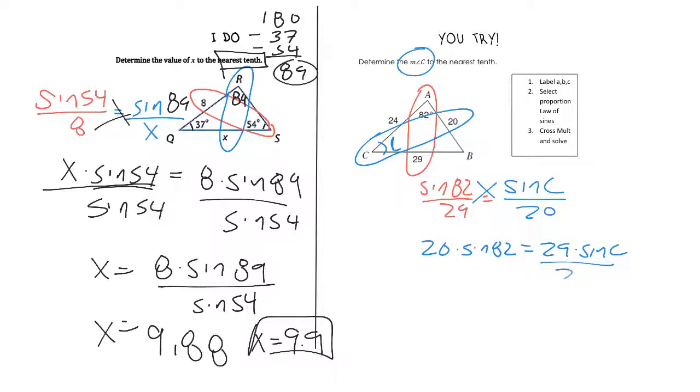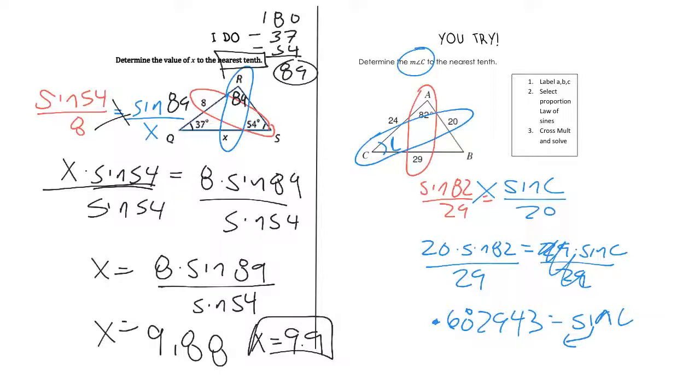So to get sine C by itself, I just want to divide by 29 on both sides. Now this is gone, and we're left with sine of C equals 20 times sine 82 over 29. If you wanted to make a decimal out of this, you could. 20 times sine 82 divided by 29 is 0.682943. So you want to go out a long ways because we don't want to round yet. So we're not done. So this is sine C equals this decimal.